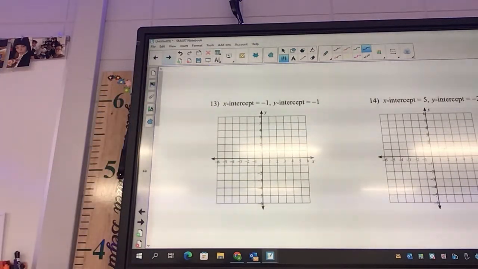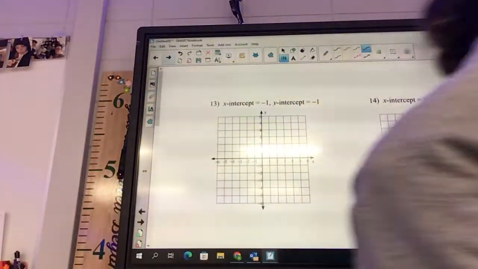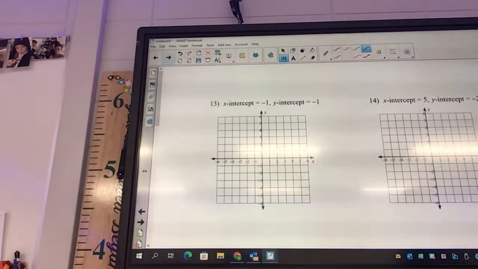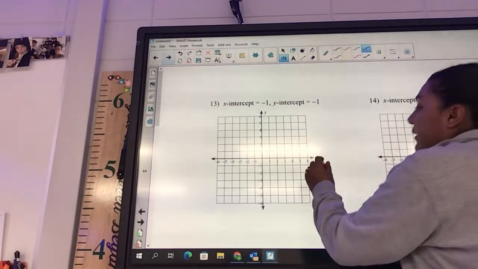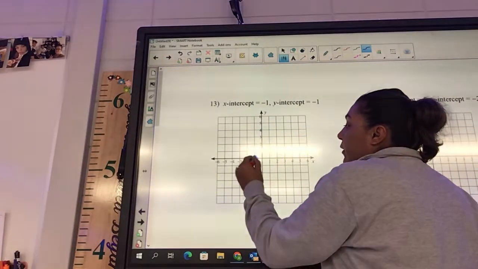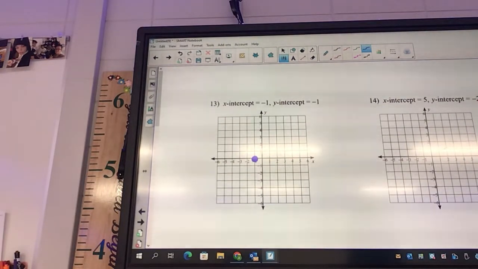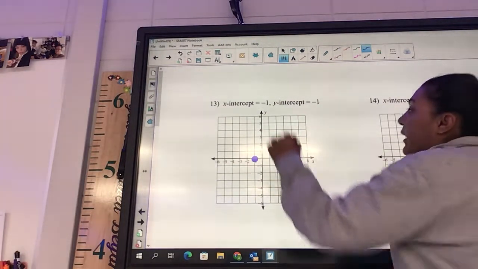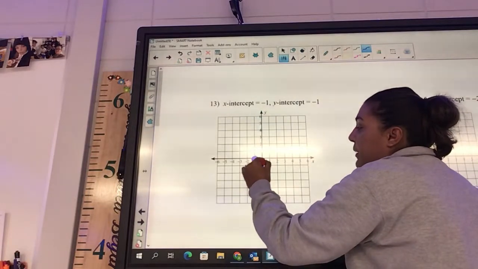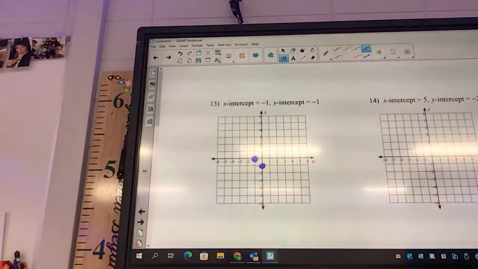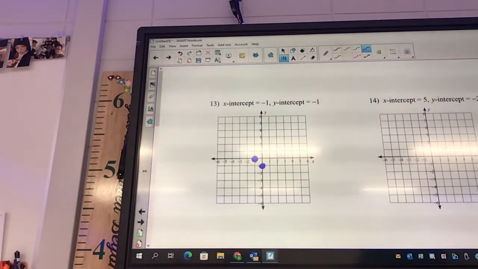Okay, 13. We're gonna find our X line. Find where it is -1. Okay, so we find the X line and go to -1. What is our Y-intercept? -1. So we're gonna find the Y line and find -1. How many dots should you have on all these graphs? 2. Okay, if you don't have 2 dots and 2 arrows, something's not right.